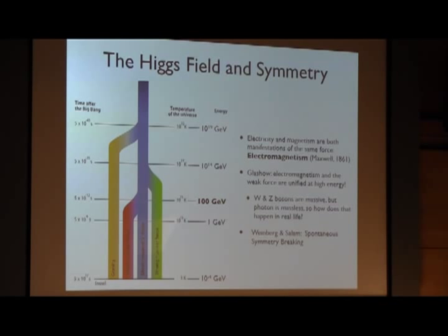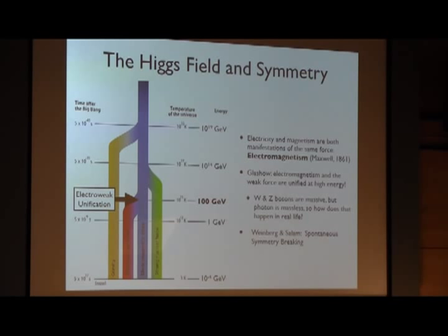Now Sheldon Glashow, who was the third guy in the picture with Steven Weinberg and Abdus Salam, managed to figure out that electromagnetism and the weak force are actually unified at very high energies. So we live down here, where it's very cold and the energy is very low. But as you go to higher energies, or as you go back into the early universe, the weak nuclear force and the electromagnetic force actually start to look like the same thing. They become part of the same force. And we call that electroweak unification.